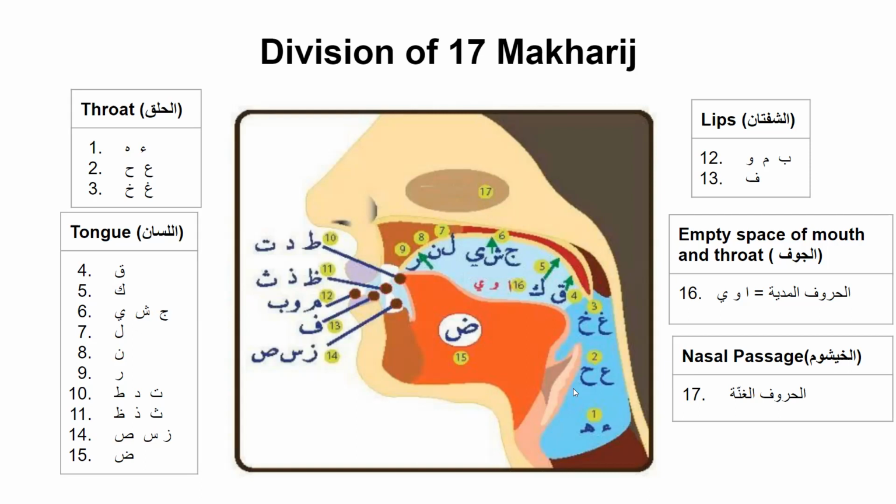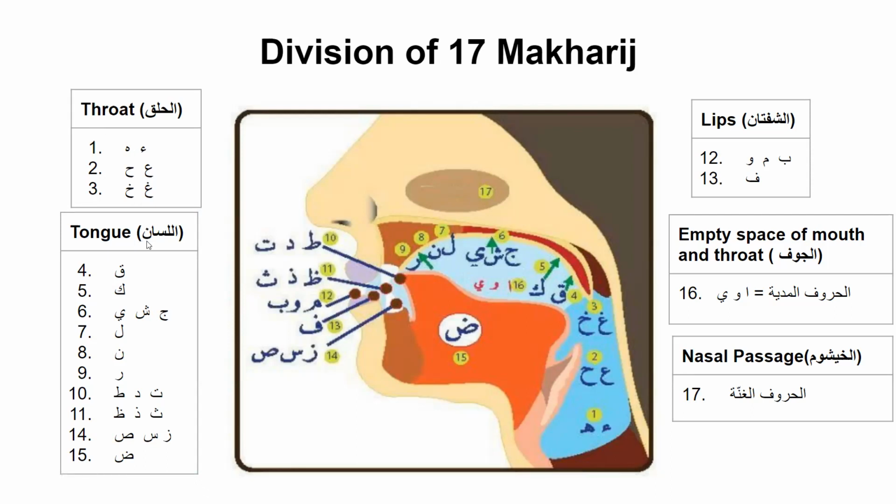So again, the major area is al-halq, the throat. All of this blue is the throat. Inside of the throat, there are three different areas that you can use, three different makharij. First we have the lower throat, hamza ha, then we have the middle throat, ayn and ha, then we have the upper throat, which is ghain and kha. So these are the 6 letters in al-halq, in the throat, and 3 different makharij. So lower, middle, and then upper throat. These are the 3 makharij and 6 total letters, which you can see here.